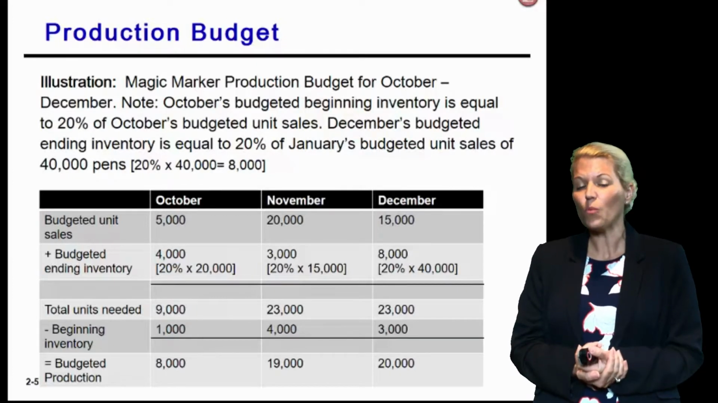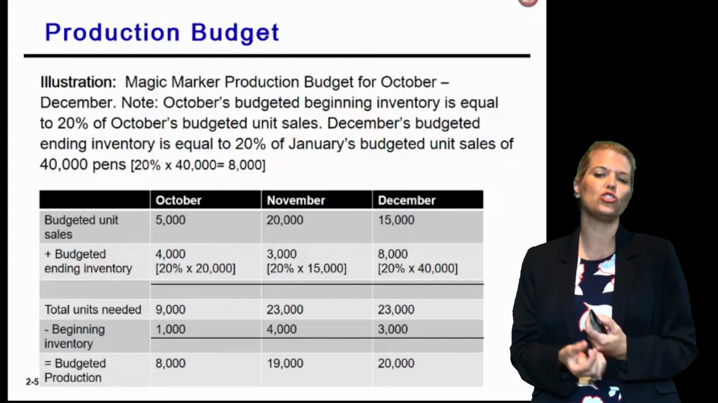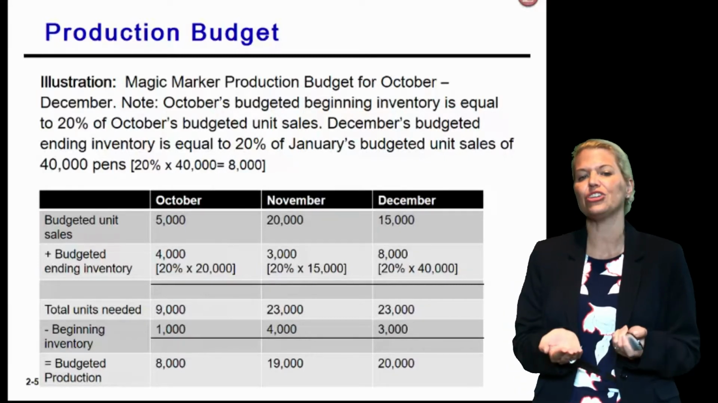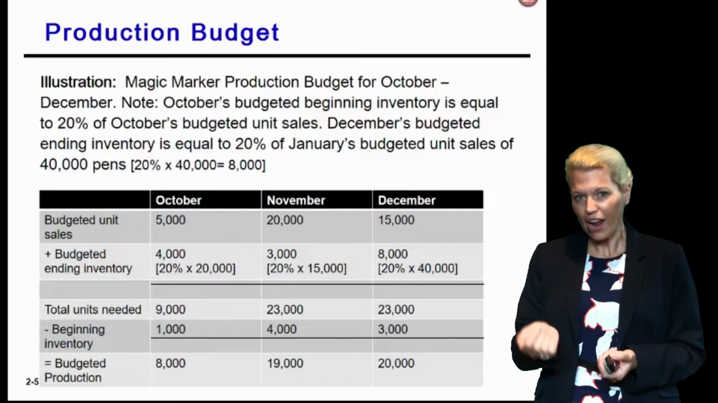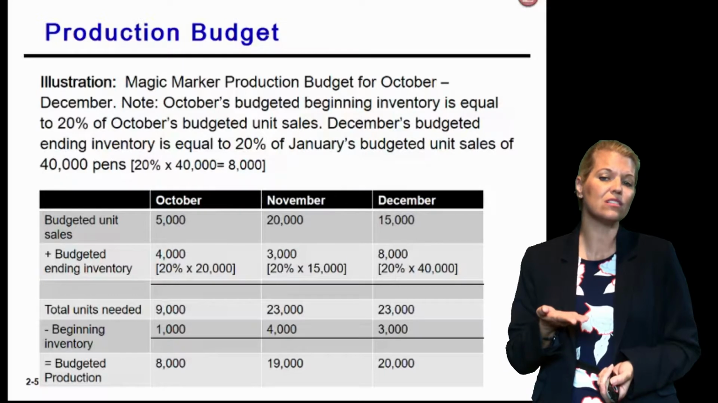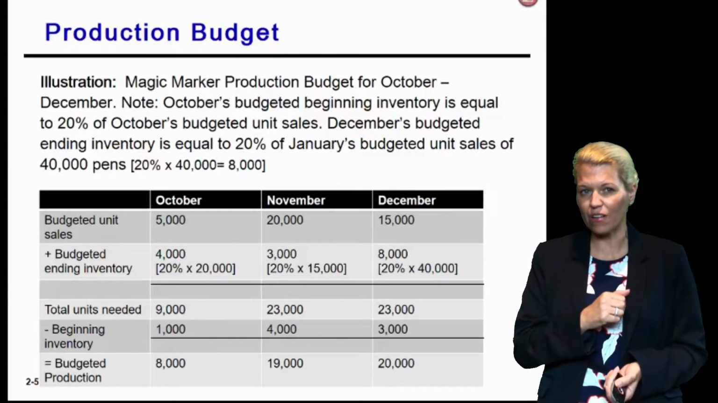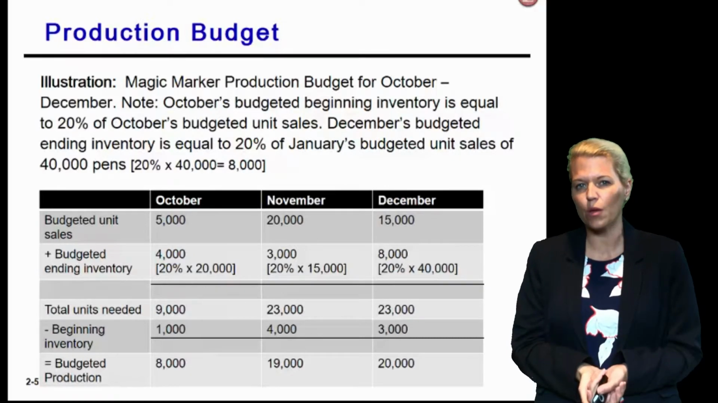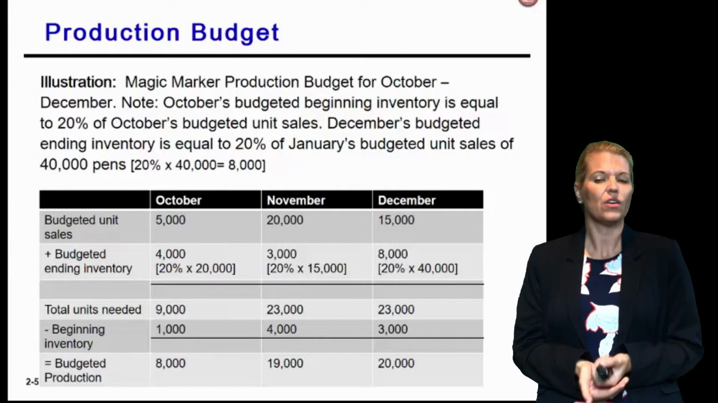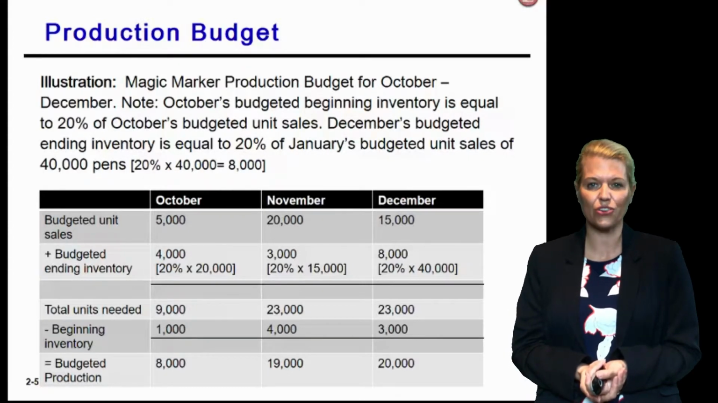Now, in this example, management has decided that they want to have an extra 20% of sales as that safety cushion. That means in practice, sales can go up by far more than 5,000. It can go up by 20% more than 5,000, and the company will still be able to supply the products to the customer. So in our next line, we have our budgeted ending inventory.